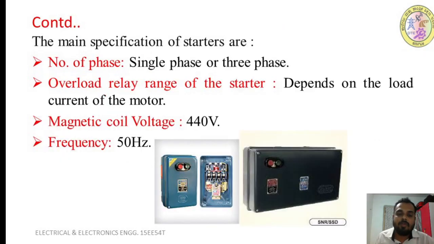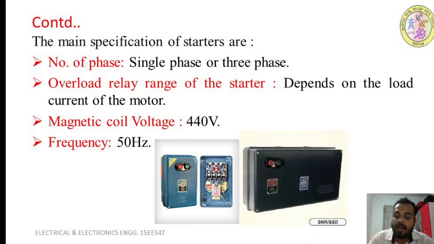So how to select the starter? What are the main specifications of starters? The first one is the number of phases, maybe a single phase starter or three phase starter. Next, the overload relay range of the starter. It depends on the load current of the motor. Suppose your machine is taking a load current of 5 ampere, then the overload relay range is about exceeding the normal rating of the machine.